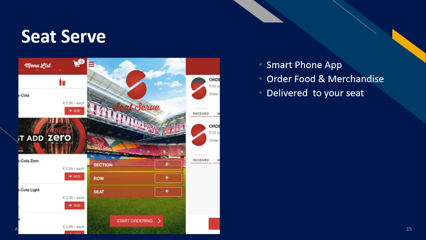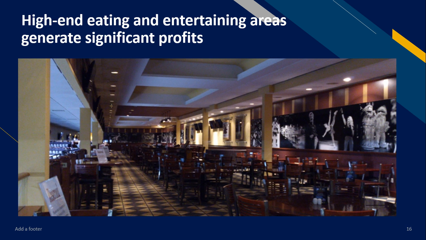So to accommodate for that, a lot of facilities have gone to more smartphone apps where you can order your food or merchandise at your seat and it's delivered to your seat. It makes it really convenient so that you don't have to leave and go stand in line.